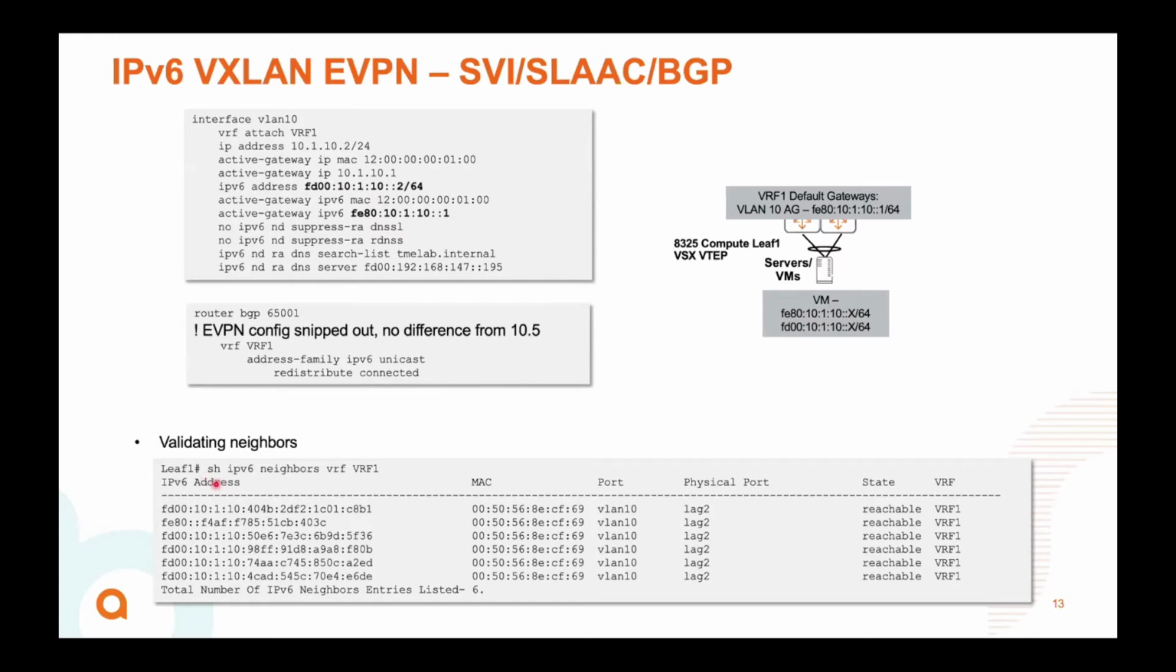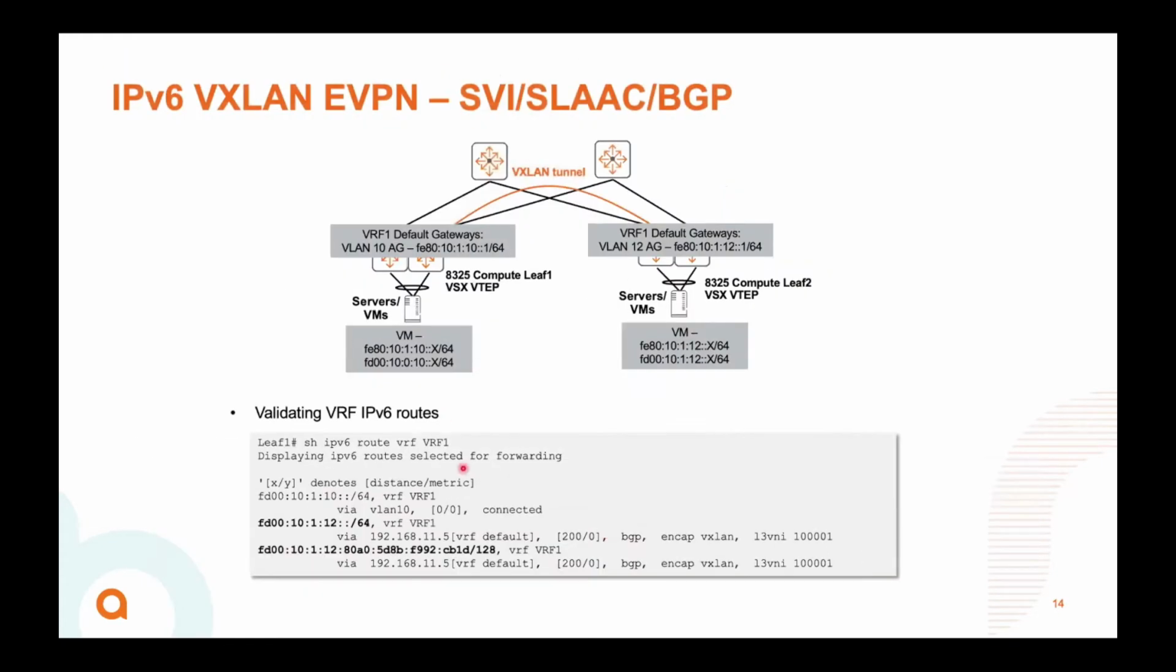How do you validate? You're still using ARP. You do show IPv6 neighbors with the VRF. You can see the link local as well as the global unicast address for the same MAC address. This MAC has multiple global unicast addresses, right? Because it's Windows, many are temporary. Okay, it's local.